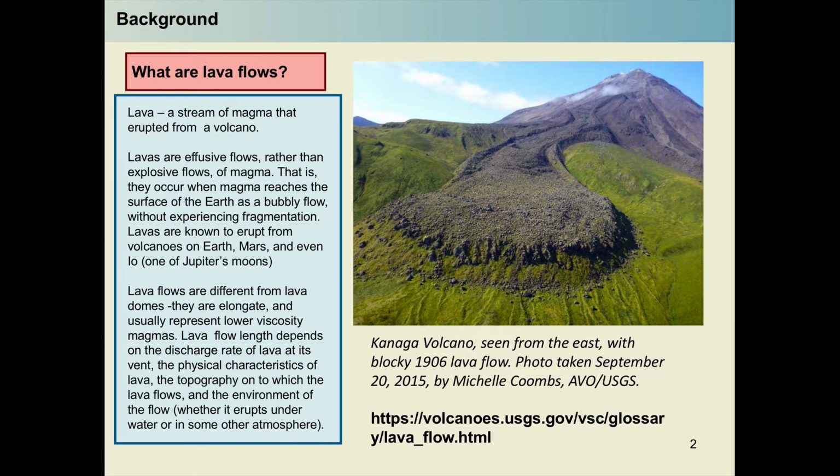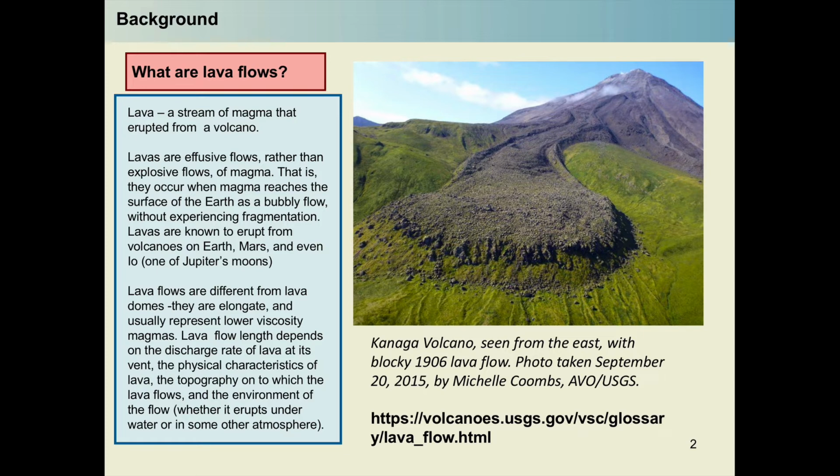So what are lava flows? Well, they're streams of magma that erupted from a volcano without explosions typically. Some fountain-fed lava flows are fed by Hawaiian lava fountaining, but other lava flows just emanate from the volcano quiescently without any fragmentation. I have a beautiful photo example here of an andesitic lava flow from Kanaga volcano, and this was taken by Michelle Coombs, one of my AVO colleagues at USGS. So lava flows are effusive flows.